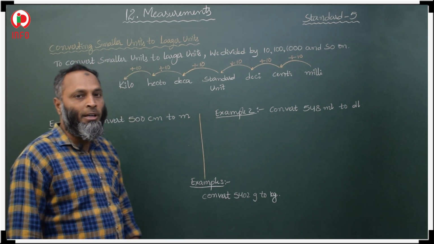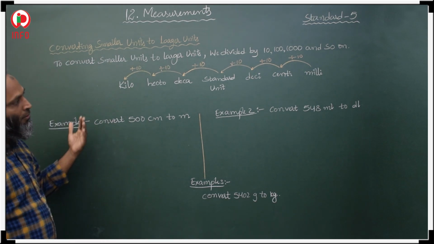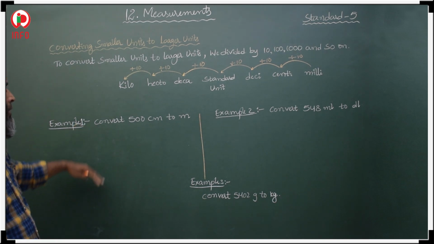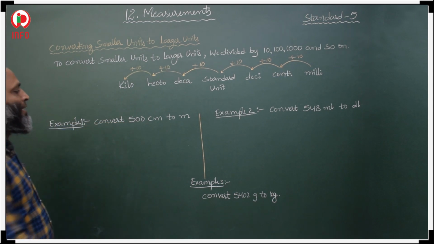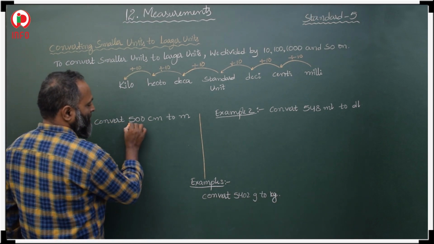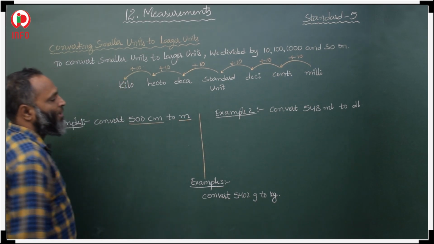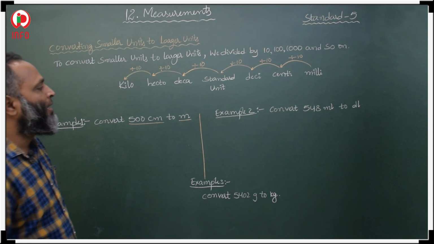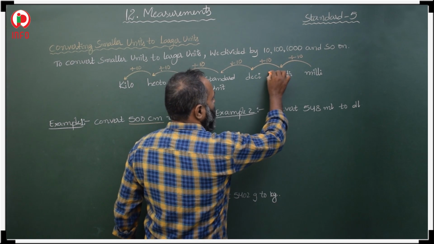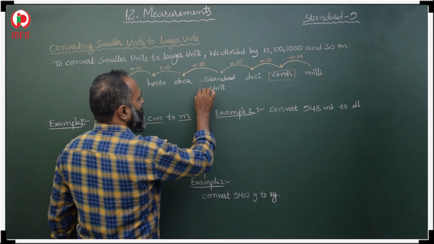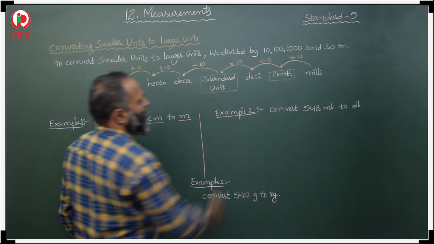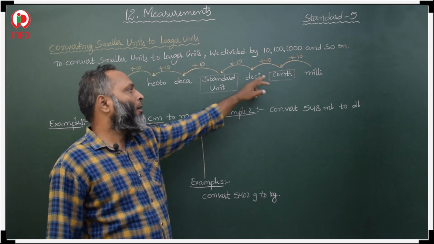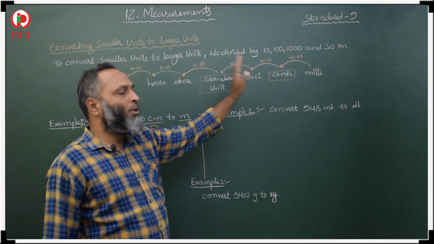See how to divide and from which number we should divide. In the first example, he is asking to convert 500 centimeters into meters. First we have to see where the centimeter is and where the meter is. Here is centi, and meter is the standard unit of length. How many places should we move? One place and two places, from right to left, two places.